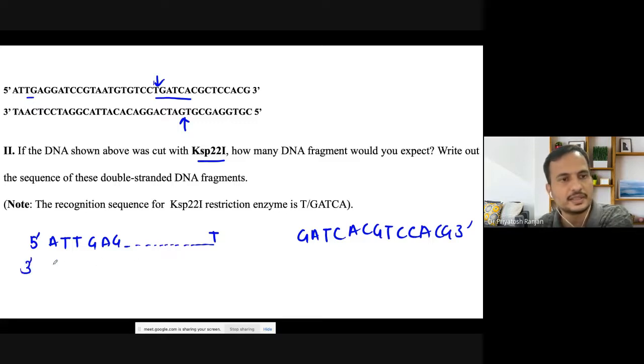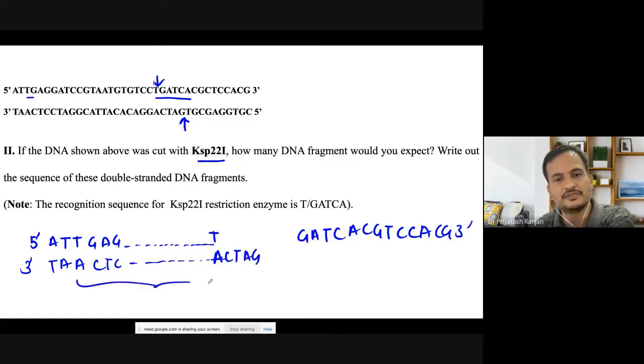Similarly, for the lower strand, I'm going to get T A A C T C, and this will correspond to A C T A G. So this is going to be one fragment. The other fragment is going to be C G T G G, sorry, C G T G G A G C.